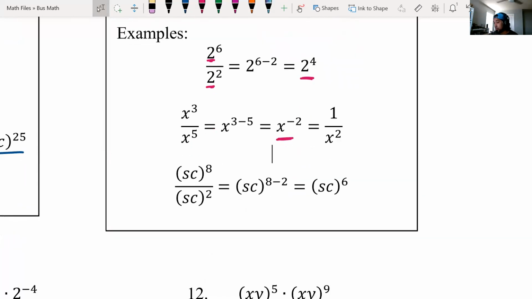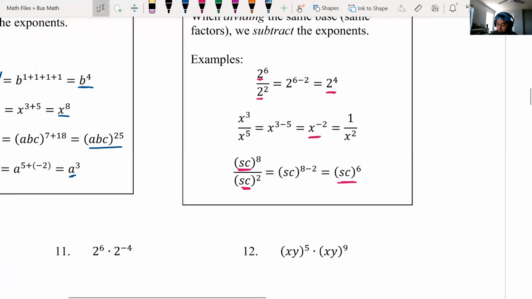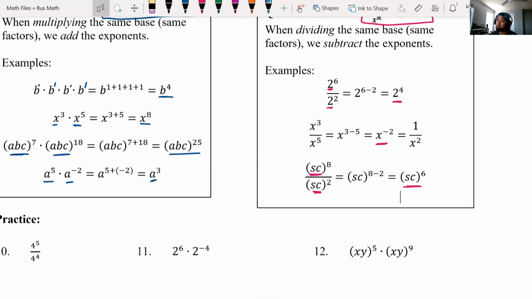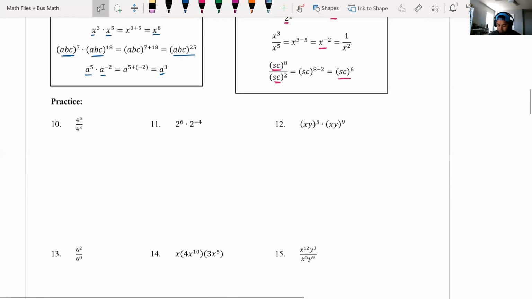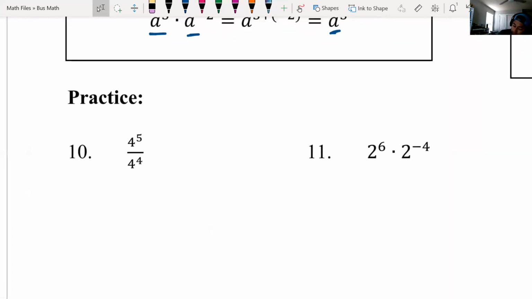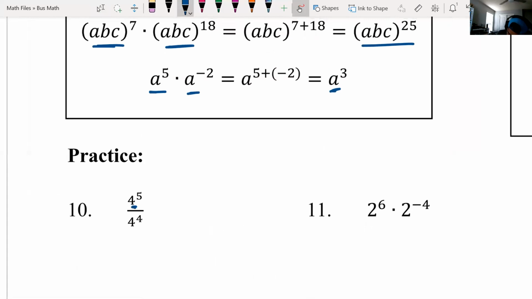Third one, sc to the 8th over sc squared. These have the same base, so you subtract your exponents. Sc to the 8 minus 2 gives you sc to the 6. All right. Which means let's go ahead and try out product rule and quotient rule below. All right, first up, 4 to the 5th over 4 to the 4th. These are the same base. So this means you'll get 4 to the 5th minus 4. So you subtract the exponents, and this gives us 4 to the 1st, or just 4.